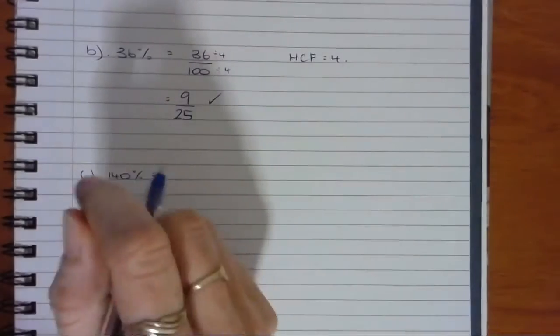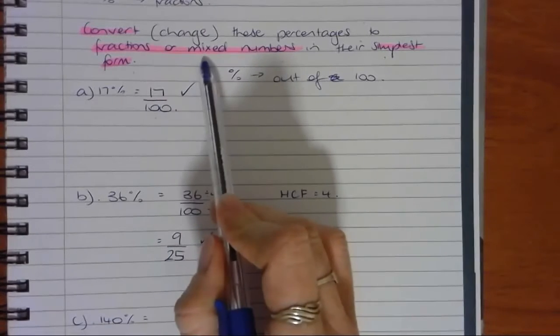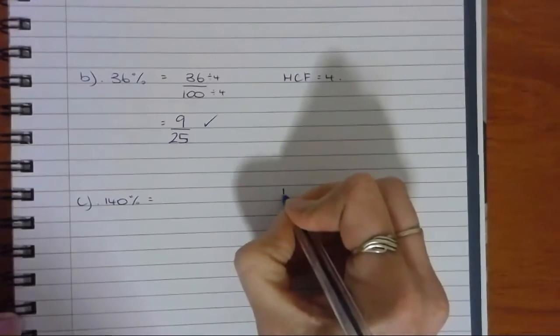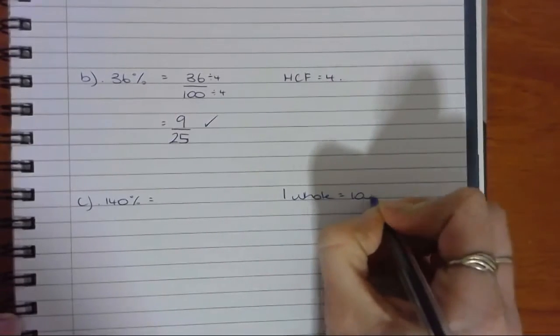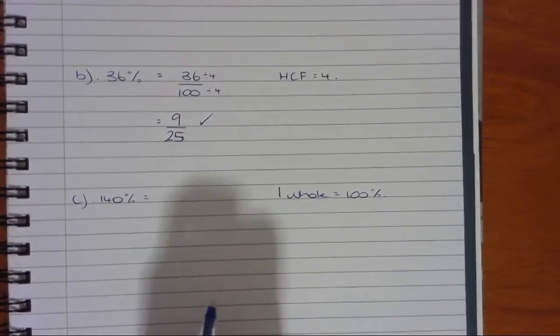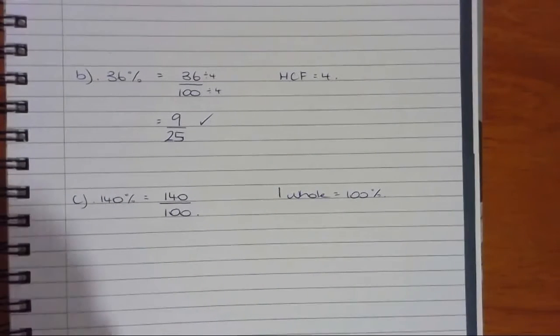Now this number's a little bit different, and in the question you might have picked up the clue. It said fractions or mixed numbers. Now we know that a mixed number is when you have an improper fraction, so the number on the top, the numerator, is larger than the denominator. And that means that it's greater than 1 whole. And 1 whole, when we're talking about percentages, the whole thing, that's 100%. So 140, of course, is greater than 1 whole. So that's going to be a mixed number in our answer. But we're still going to start the same way by placing our percentage number over the number 100.